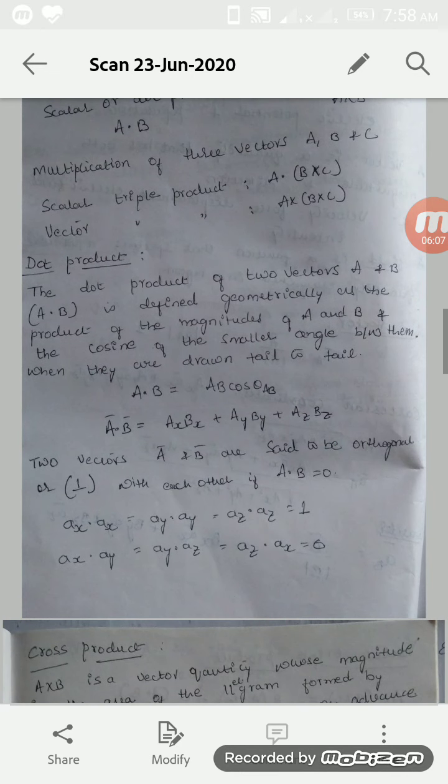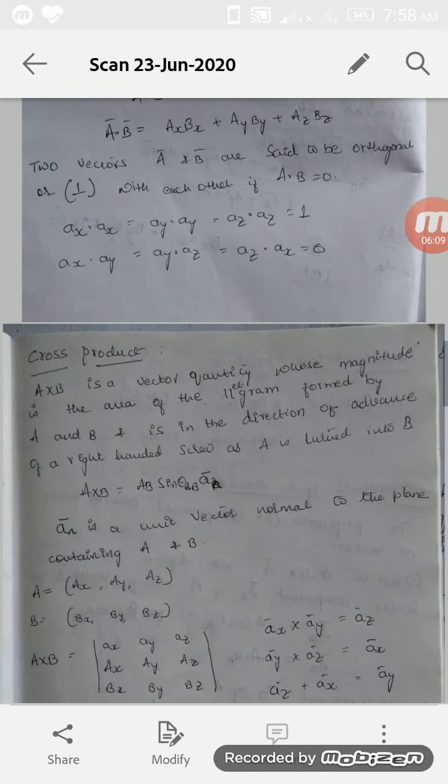That is the dot product. Okay, that is the definition of the dot product. Remember, the dot product is a scalar quantity, and the cross product, a cross b, is a vector quantity whose magnitude is the area of the parallelogram formed by a and b, and whose direction is the advance of a right-handed screw as a is turned into b. Or the definition is a cross b is equal to ab sin theta.